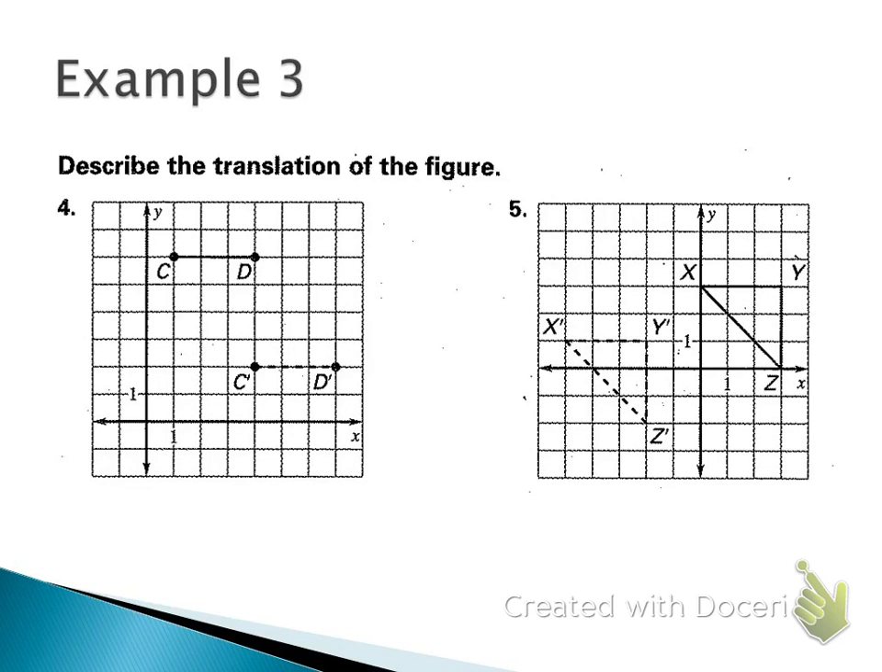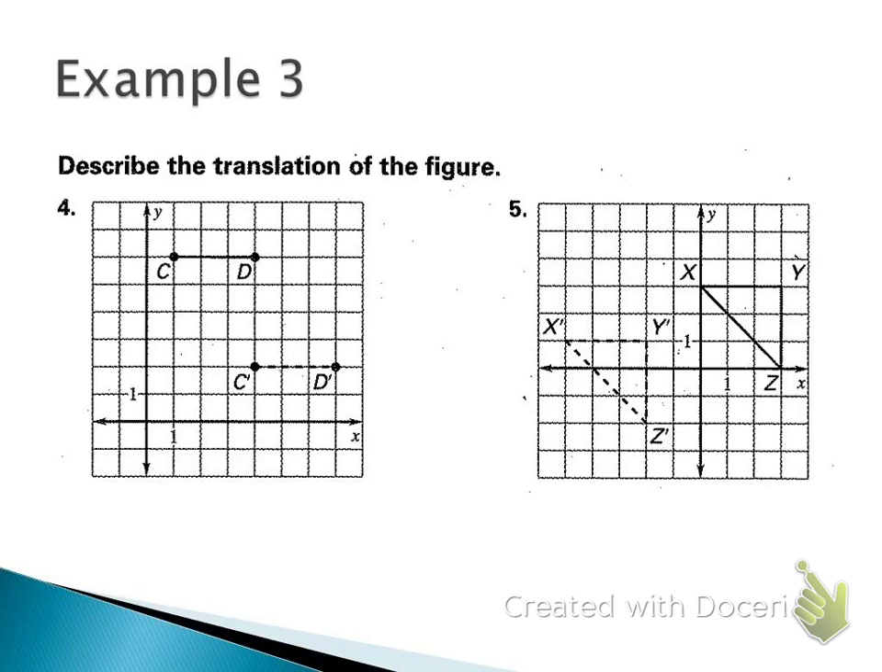On we go. Example 3, describe the translation of the figure. So remember, we start at either C or D. It doesn't really matter which one. And we figure out how we would have to move in order to get to C prime or D prime. So what do you want to do, C or D? D is the first one I heard, so that's the one we'll go with.